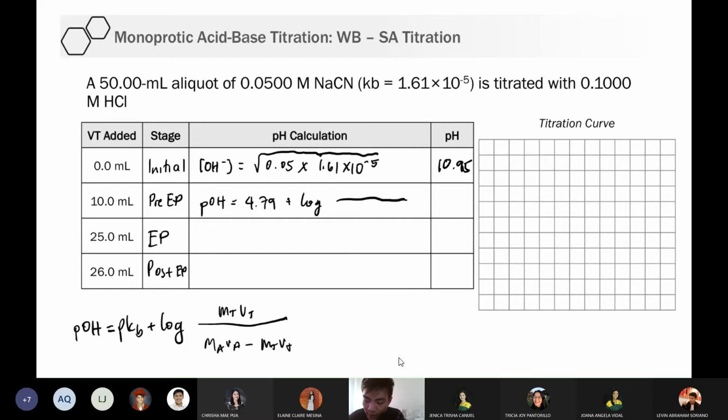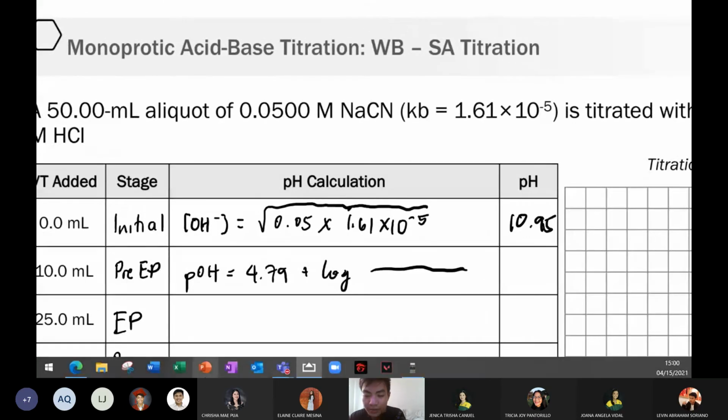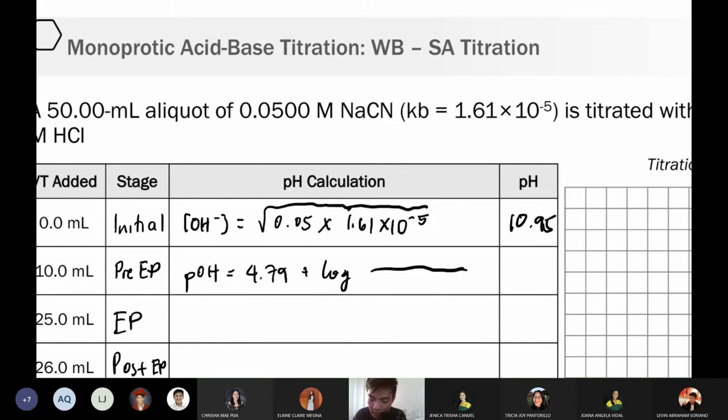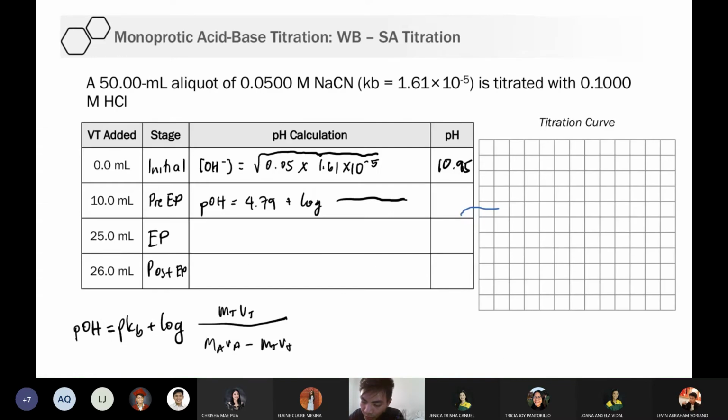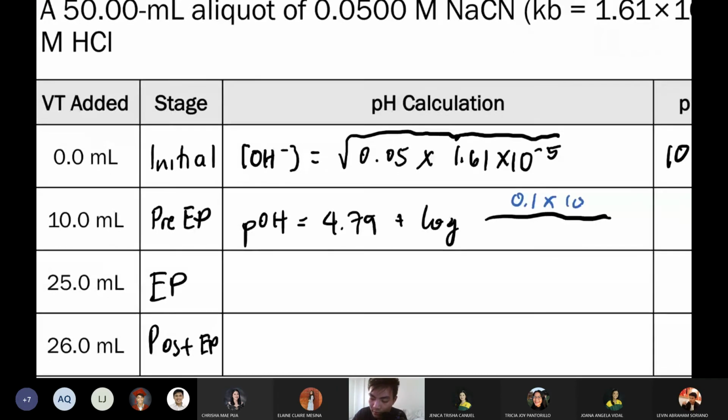Colored gagawin ko ha, para mas makita nyo ano yung titrant, ano yung analyte. So kulay blue yung titrant. Ano ba concentration nun? Concentration ng titrant is 0.1. Okay. Zoom in ko lang. 0.1 times 10.